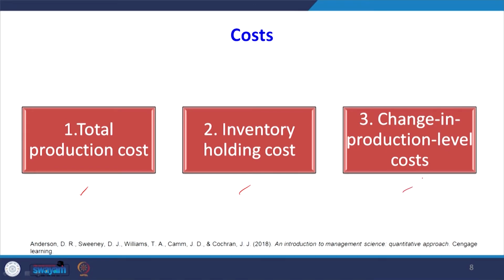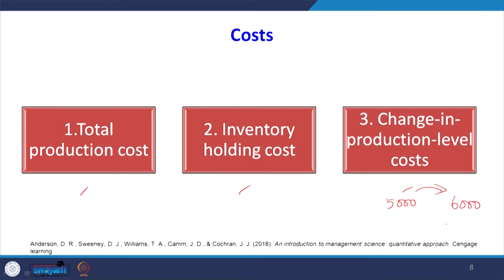Then the other is the change in production level cost. Suppose, as an example, the setup cost. Currently my company is manufacturing 5,000 units, and my demand next month is 6,000 units. Now I have to increase my capacity from 5,000 to 6,000. That cost is called setup cost, or change in production level cost.